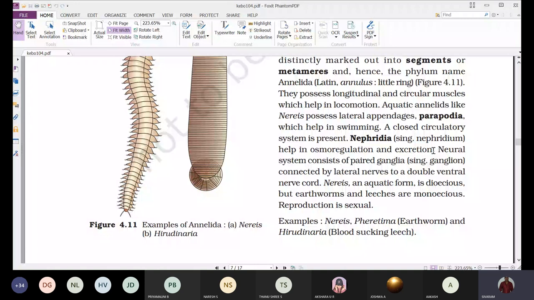Osmoregulation, what is osmo? The term osmo refers to water balance. When the water balance is maintained, the chemicals that are dissolved in that water are also maintained. In your lower classes, you might have studied diffusion, hypotonic solution, hypertonic solution. What happens when you place a cell in a hypertonic solution? Will the water enter into the cell, or will the water come out of the cell into the solution?